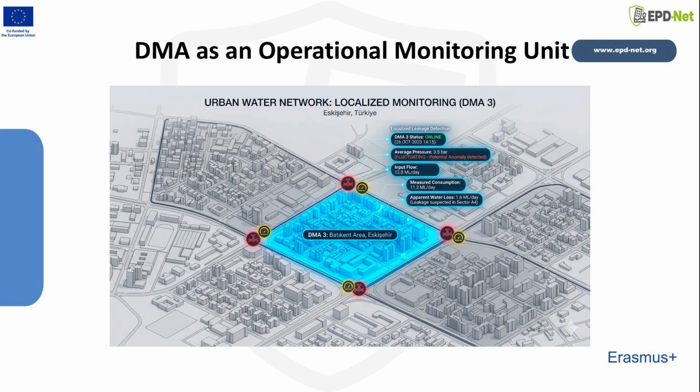In the UKIP project, the DMA concept is applied in a practical and flexible manner. DMA boundaries are defined based on existing infrastructure conditions and available measurement points. This adaptability allows a UKIP to be implemented even in networks where ideal DMA configurations are not fully achievable, making the approach suitable for real-world urban systems.